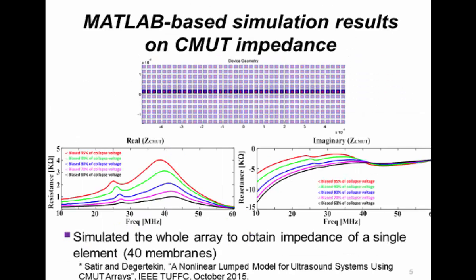We ran the simulation on the MATLAB simulator we developed for one element, including the acoustic crosstalk from the neighbor elements. Here we show the impedance calculation results with different biases. As you can see here, the real part of the impedance goes up with the DC bias increasing, and the center frequency goes down with the DC bias increasing. And also you can see the second peak here is related to the acoustic crosstalk.